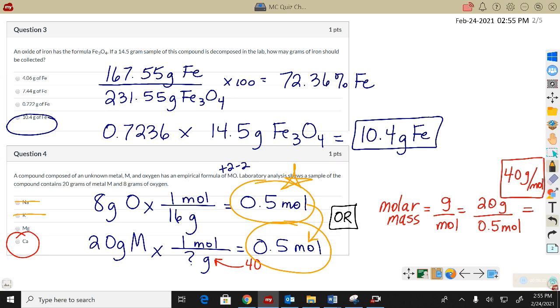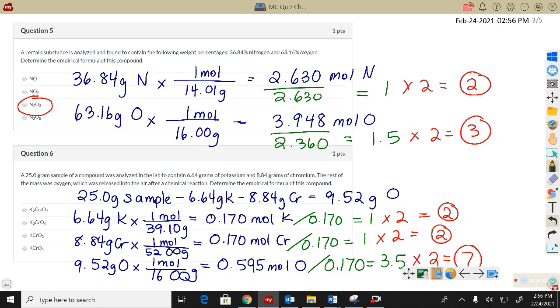Well, then you could just calculate the molar mass. It's grams, well, 20 grams divided by moles. And there would have to be half a mole. And then that would give you 40, and I can match that up to calcium on the periodic table. That's a meaty question. That's a good one. I like that one. Good chemistry in there.